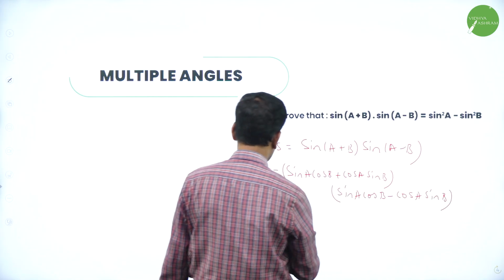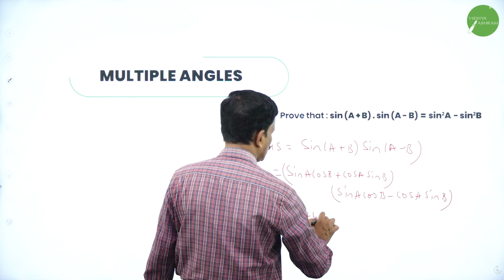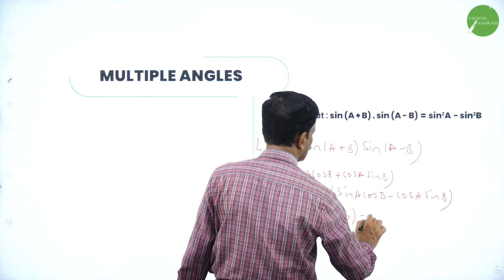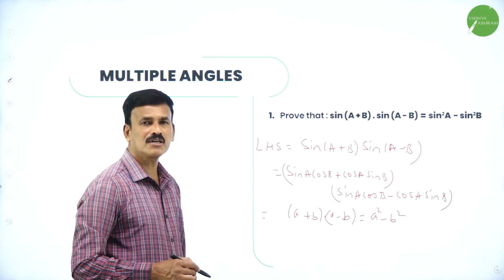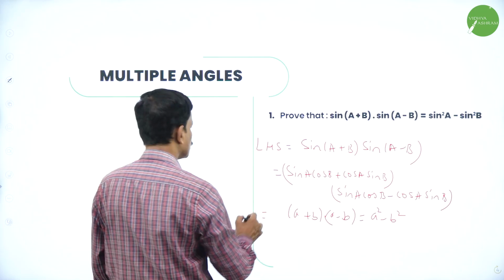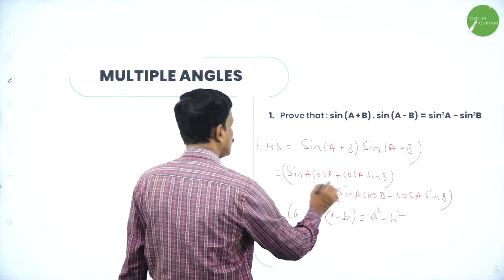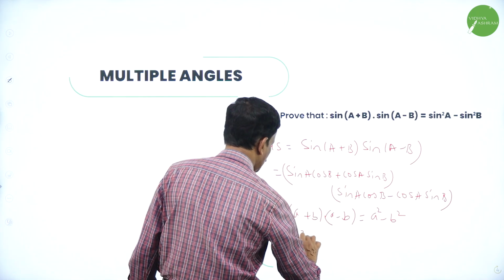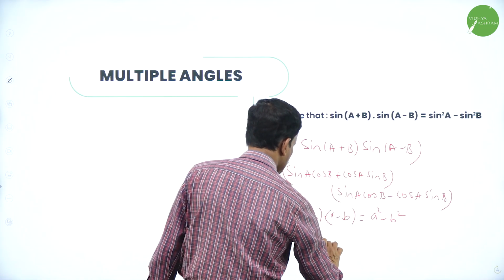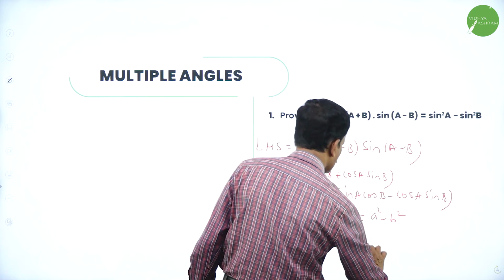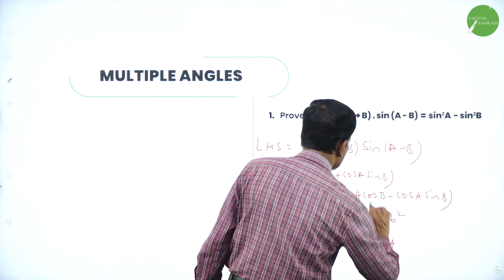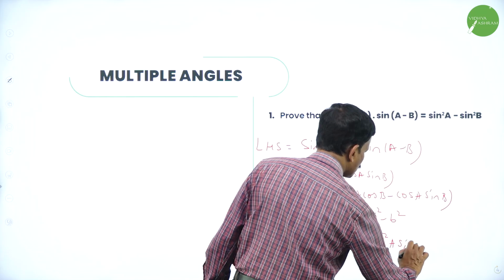Now multiply it. If you observe carefully, this is of the form (A plus B) into (A minus B). This is nothing but A square minus B square. What is the formula for A square minus B square? (A plus B) into (A minus B). So this can be written as sin A into sin A is sin square A, cos B into cos B is cos square B, sin square A cos square B minus cos A into cos A is cos square A, sin B into sin B is sin square B.